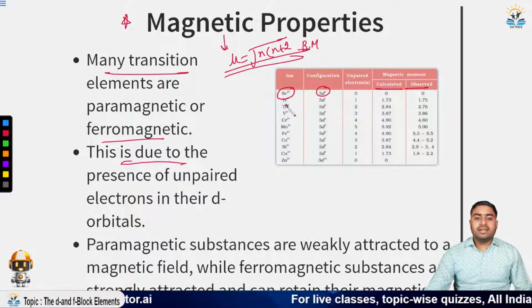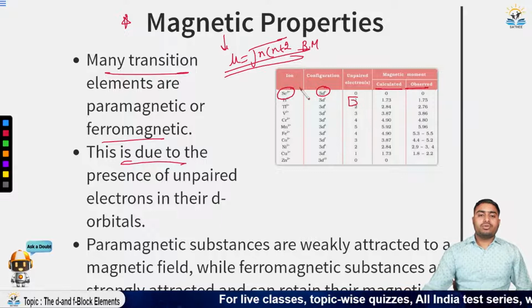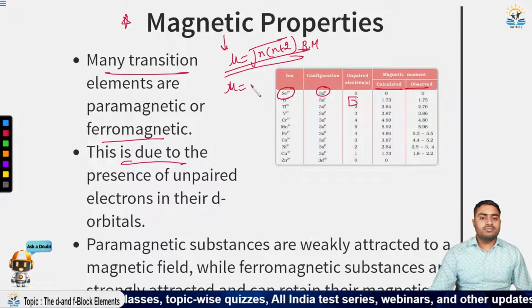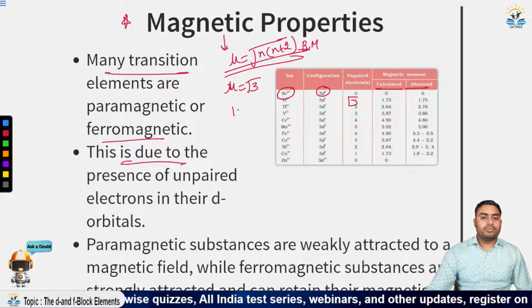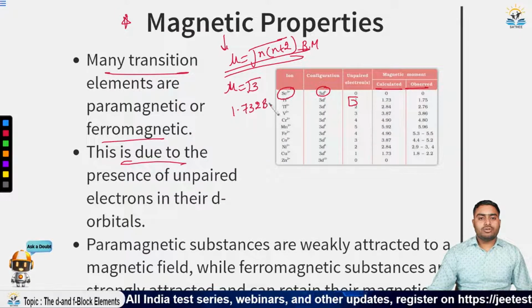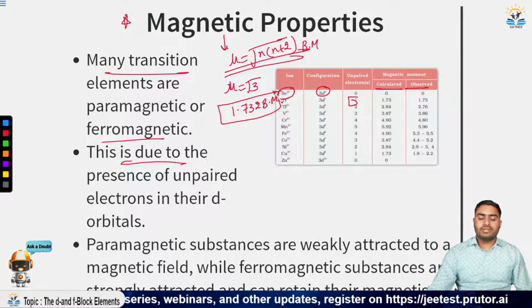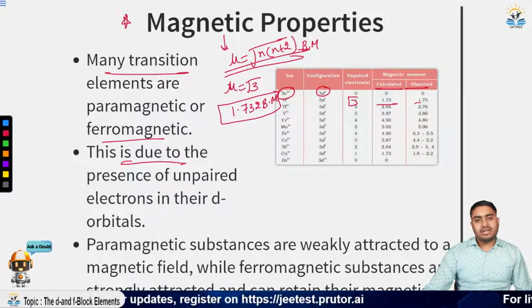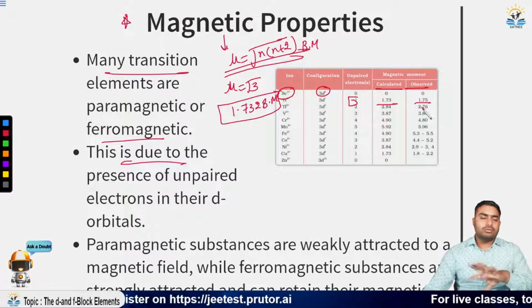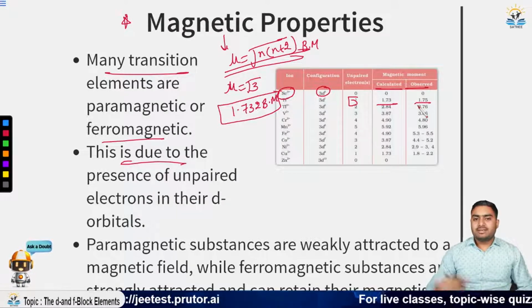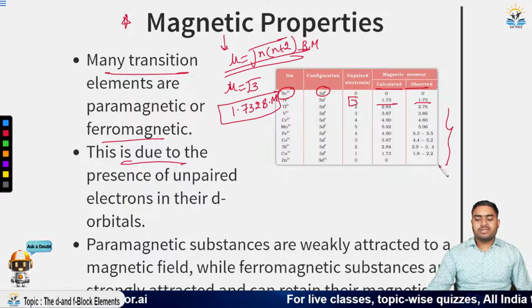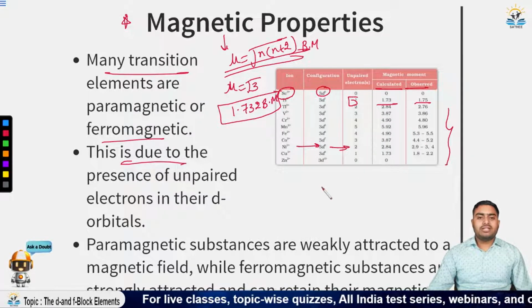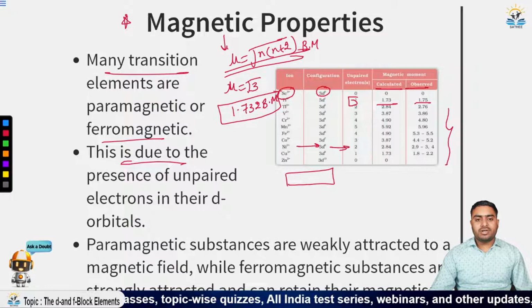Similarly, Ti3+ has 1 unpaired electron. So you can put the value 1 plus 2 is 3, and under root 3. Under root 3 means 1.732. So 1.732 Bohr magneton should be the magnetic moment of the Ti3+ ion. What is calculated is 1.73 and observed is 1.75. So not a big difference, right? Similarly, you can see the other examples, like Ni2+ 3d8, where 2 unpaired electrons are there, because 3d8 is what?